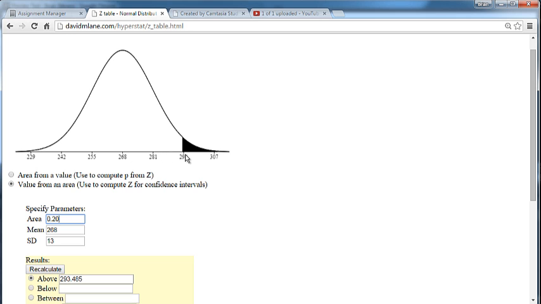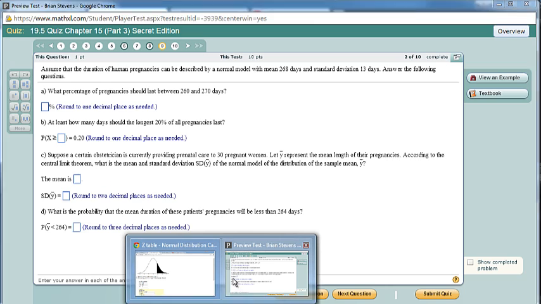The longest 20% of pregnancies will be somewhere in between here and here. This is the top 16%, this is the top 50%, and like right here. That's according to the empirical rule. So about 279 days. That's how we get the longest 20% of individual pregnancies.